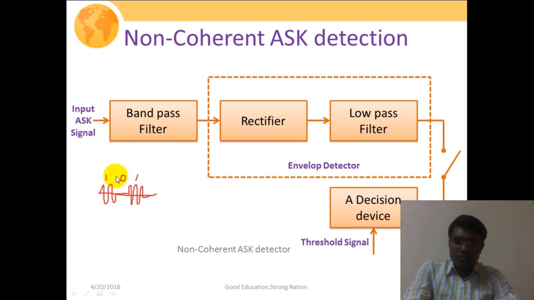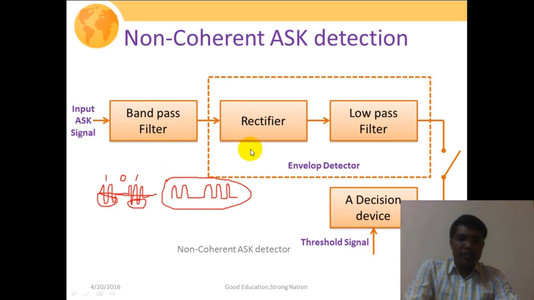So let us say we have this type of waveform. When we pass that sequence through the rectifier, it clips off these negative cycles, and we are left with this particular wave. So this will be the output of the rectifier. Then the low pass filter smooths that waveform, and we are left with this type of signal. Then the decision making device, depending upon the threshold value, compares this signal with the threshold value and determines whether the transmitted bit was 1 or 0.